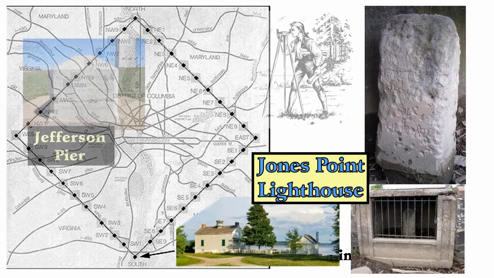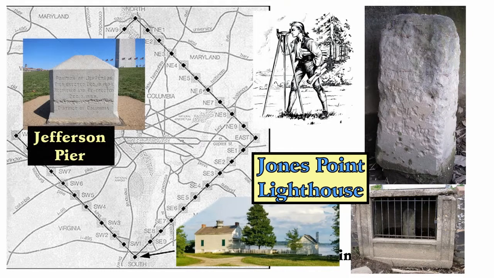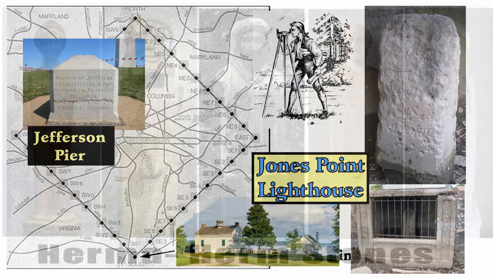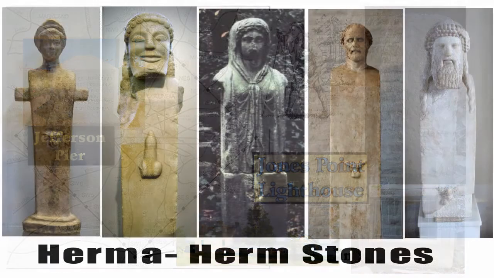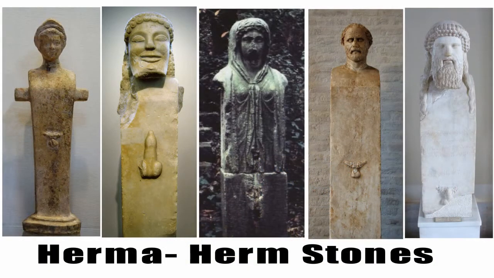Okay, the boundary stones. The Jones Point Lighthouse is the southernmost there, and in regards to survey, we also have the Jefferson Pier, which is just underneath the Washington Monument. That is a survey marker.